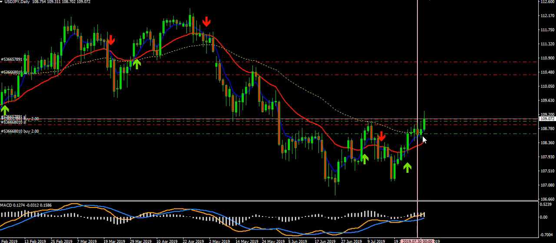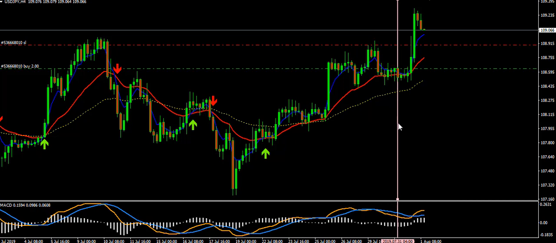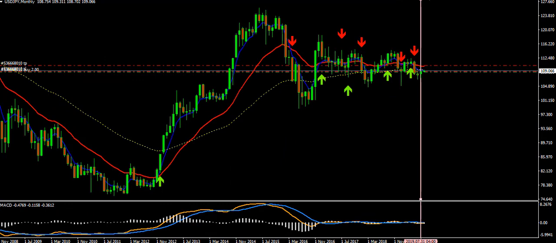Let me walk you through what I decided to do. So I saw this on the 4-hour chart. Actually, I think it was somewhere around here. So when I came to the 4-hour chart, I looked at it here, and then I decided to do a top-down analysis. So I went to the monthly chart and I had a look.